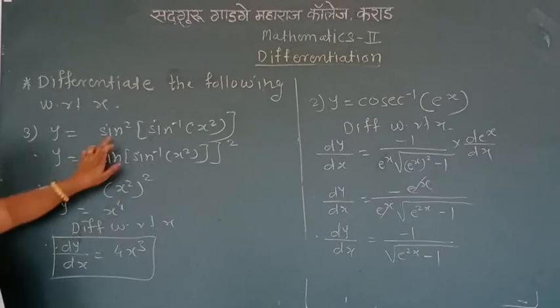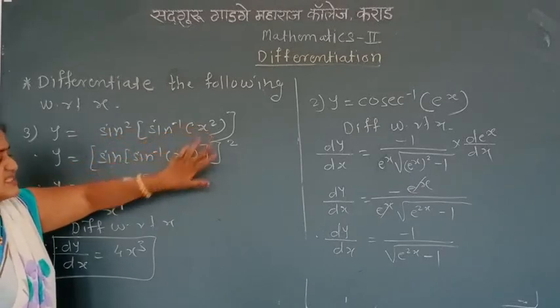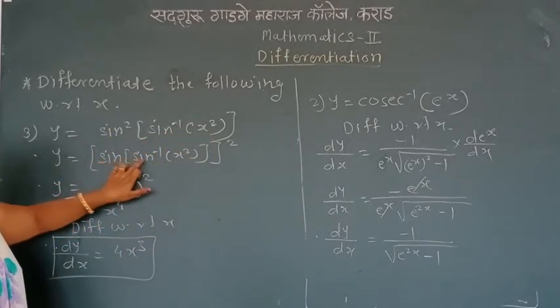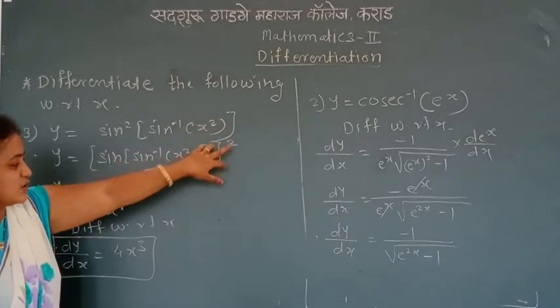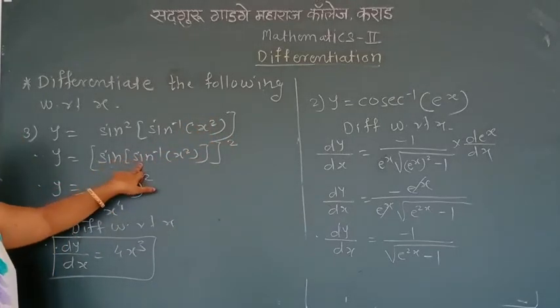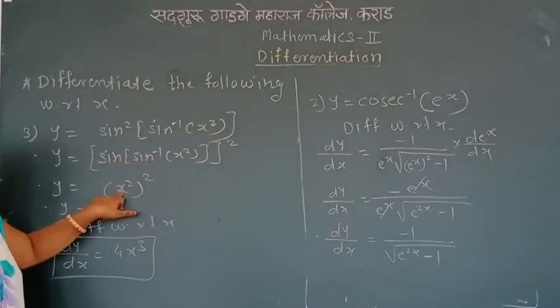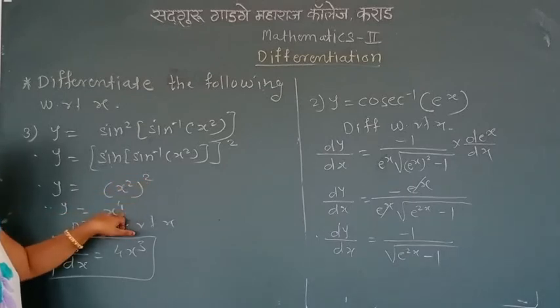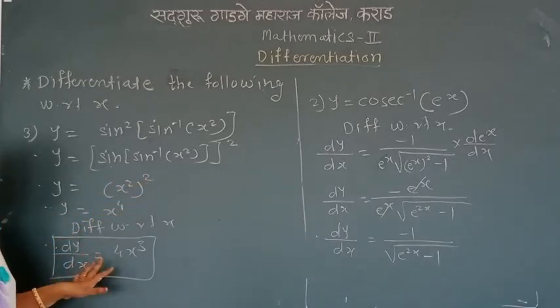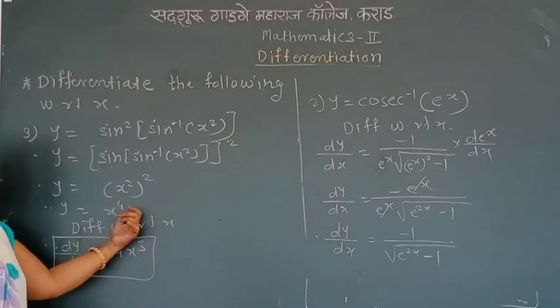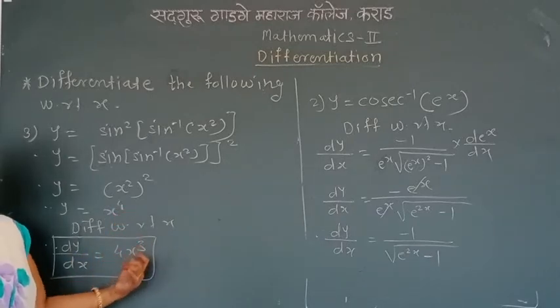Again we can repeat. Sine square of sine inverse of x square. This we can write as sine of sine inverse of x square, bracket square. That means the identity formula is used, giving x square of square, which is x raised to 4. Differentiate with respect to x. So with the straightforward formula for x raised to n, we get 4x raised to 3.